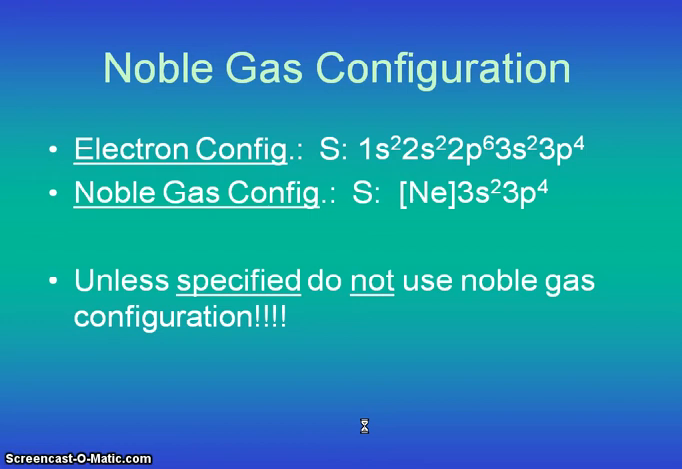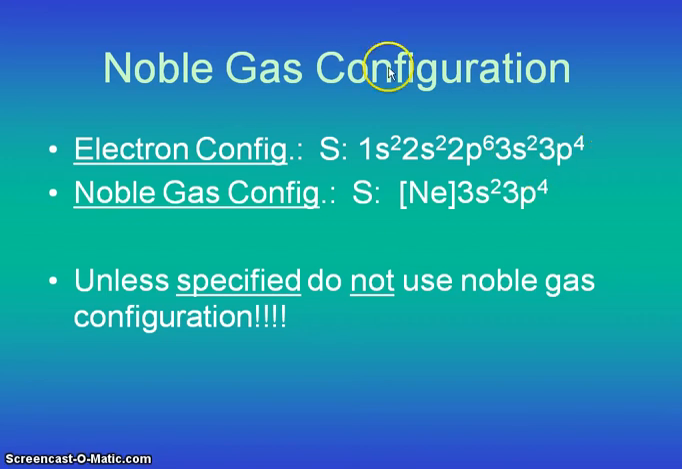And finally, there are noble gas configurations, and this is essentially an abbreviated version of your electron configuration. So you will have to be able to do both the regular electron configuration and the noble gas. So be careful when you're reading directions. Only use the one that you're supposed to be using. So this one here is sulfur. Sulfur's electron configuration is 1s2, 2s2, 2p6, 3s2, 3p4.